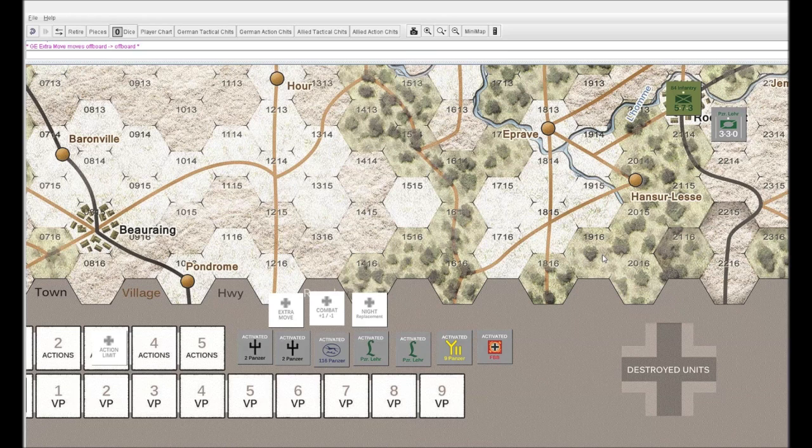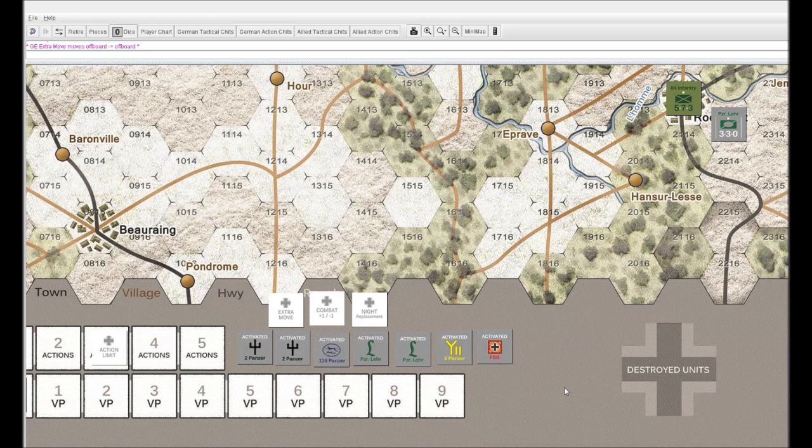The Chit pull system in Cells is one of the central design elements in the game that we use to simulate things such as air power, fuel shortages, command indecision, and aggressive generalship. As you can see here, I have the German Chits displayed here on the map.